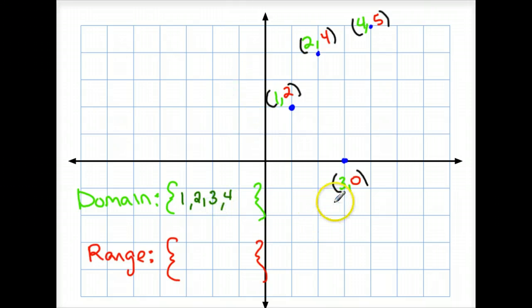The range, on the other hand, is the set of all the y values. Usually when you list your domain and range, it should go from least to greatest. So our least range here is 0, followed by 2, 4, and 5. So the domain is 1, 2, 3, 4, all my x values. The range is 0, 2, 4, and 5, all the y values.